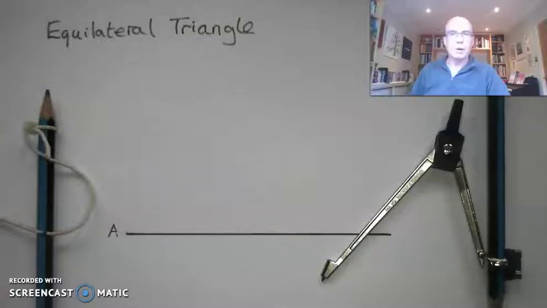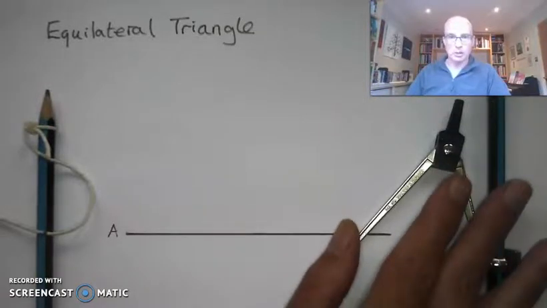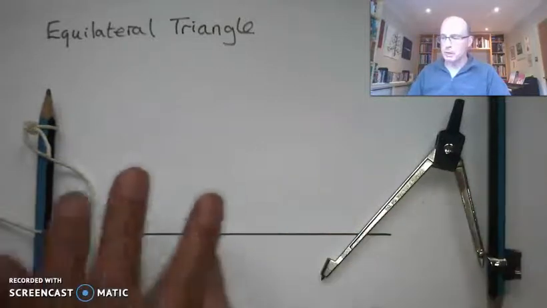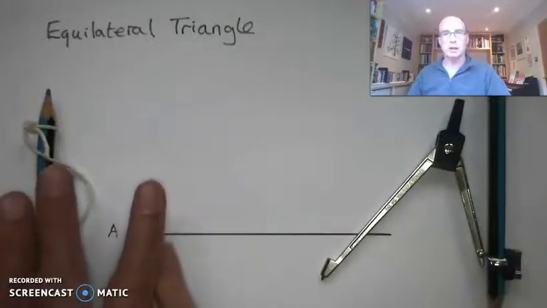Hello, in this video we're going to have a look at some constructions. We're going to be looking at angle bisectors and at perpendicular bisectors. We are going to need a compass. If we haven't got a compass, we can make do with a pencil with a bit of string on it.